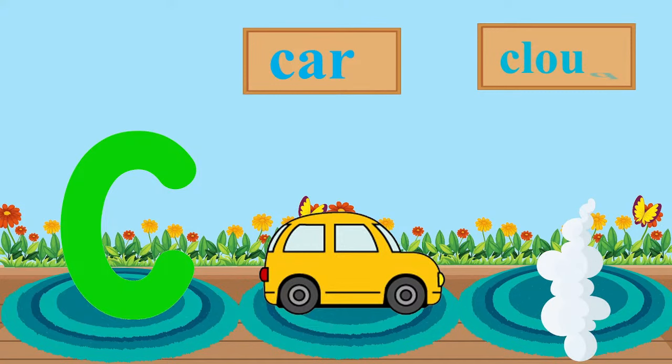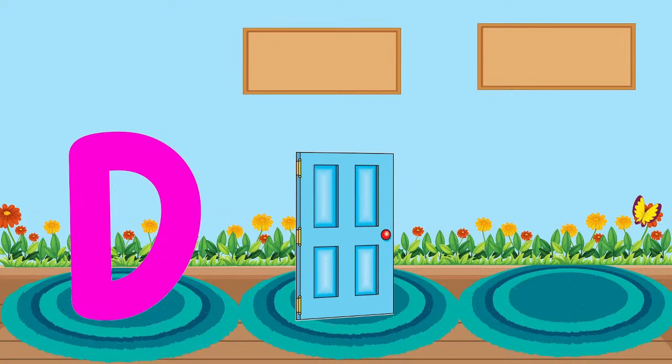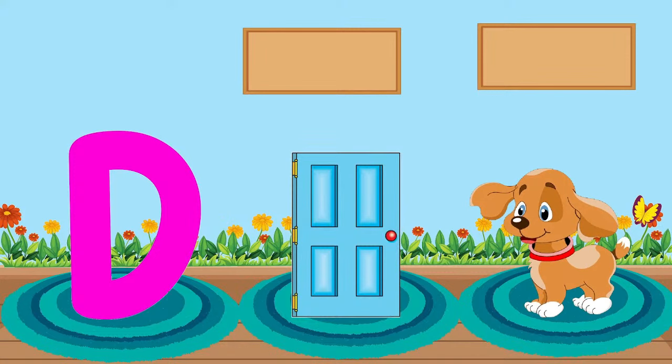D is for door. D, d, door. D is for dog. D, d, dog. D is for d, d, d, d, door. D is for d, d, d, d, dog.